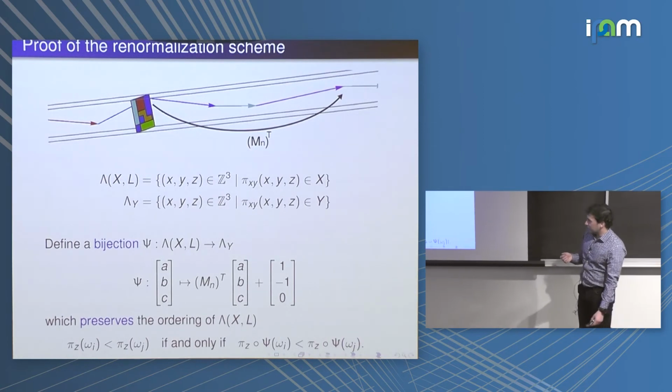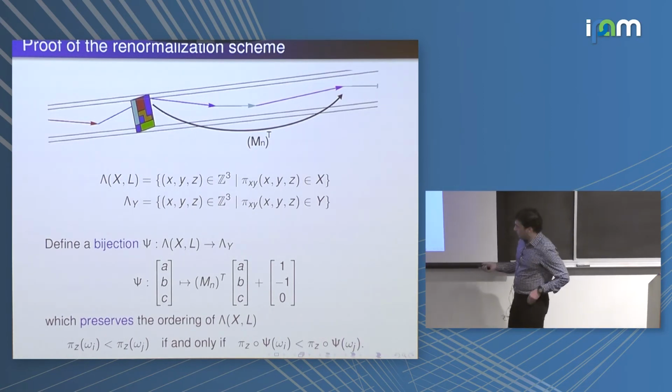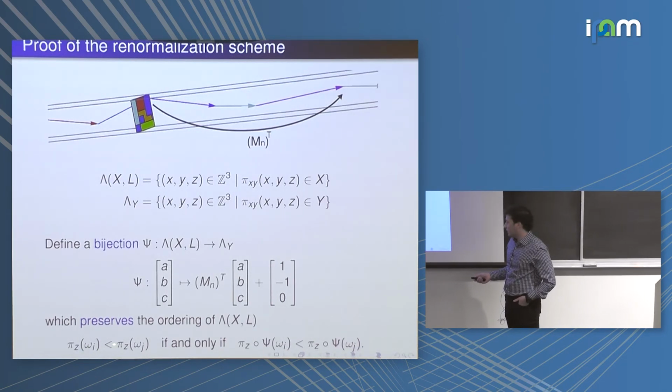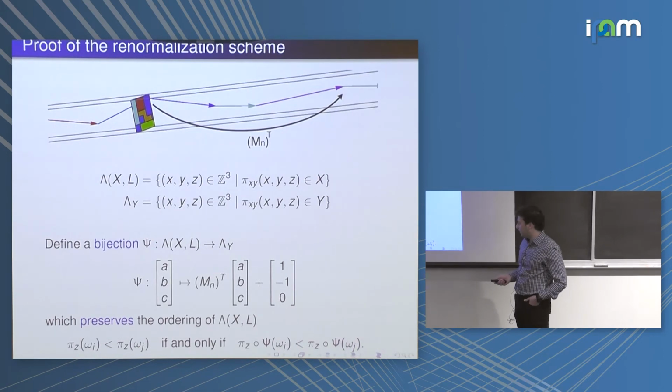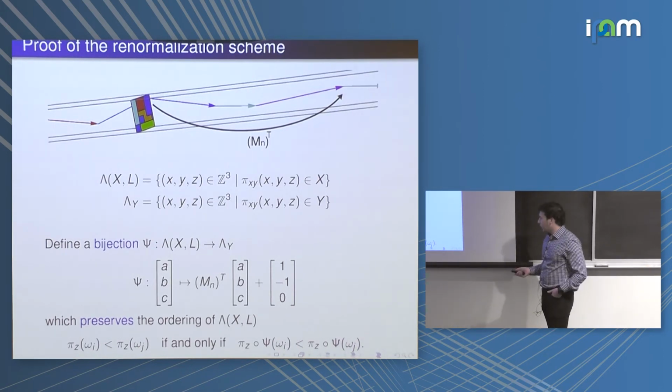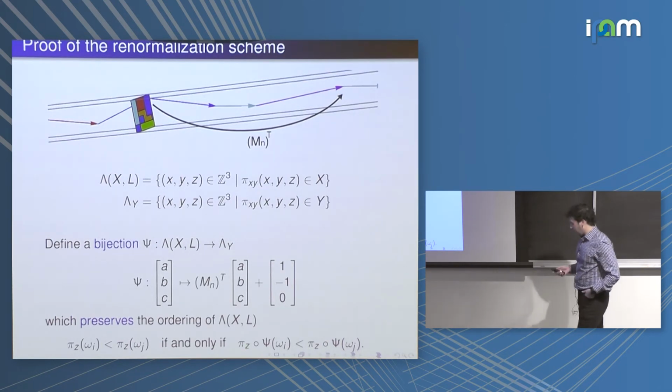Okay, so what that means is below. If pi z of omega i, the z coordinate of omega i, is less than pi z of omega j, well then, when I use my bijection psi to map this into lambda y, and then project it onto the z-coordinate, it'll be less than pi z composed with psi of omega j.